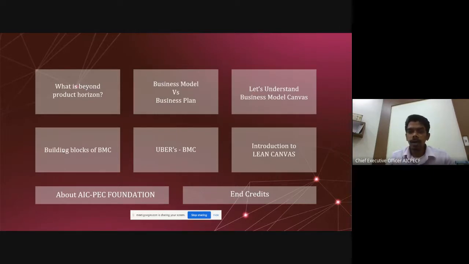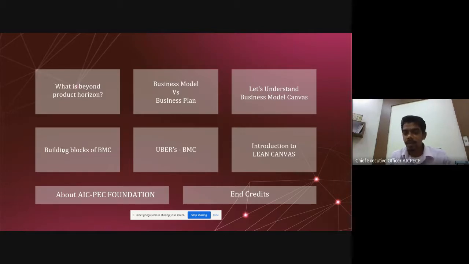Then we will throw insights about what a BMC is, who invented the model, how it is functional right now, and what the basic building blocks of a BMC are. Then we'll get into a live example where we will discuss Uber's business model canvas. I've taken Uber because it is quite simple to interpret and understand.